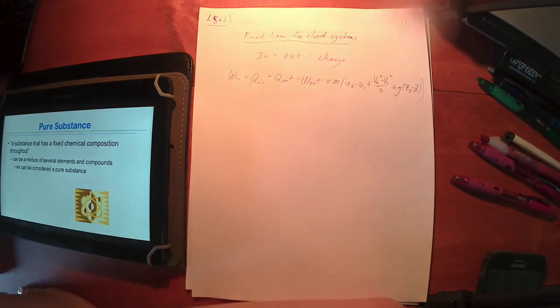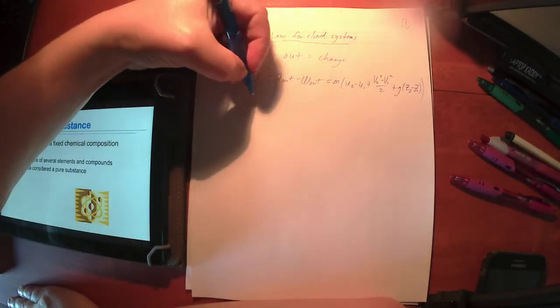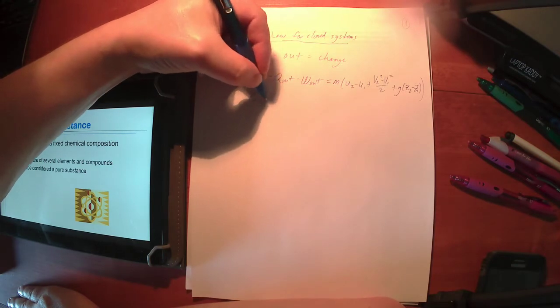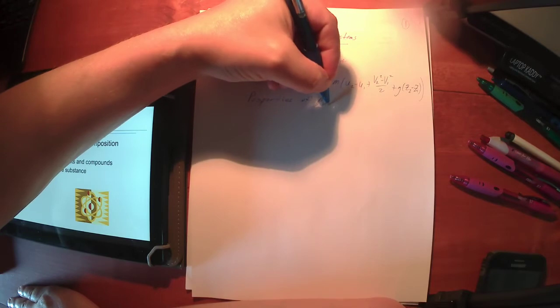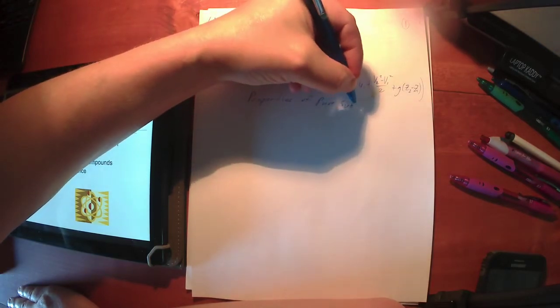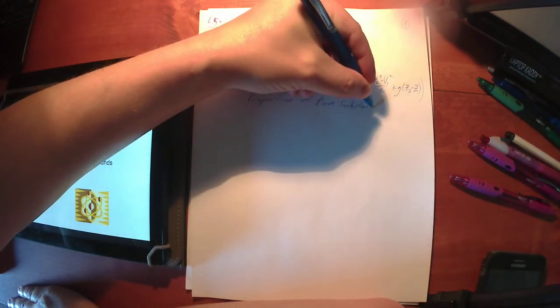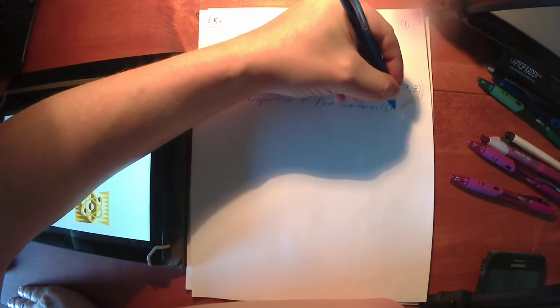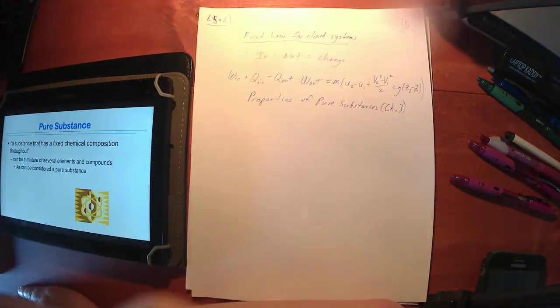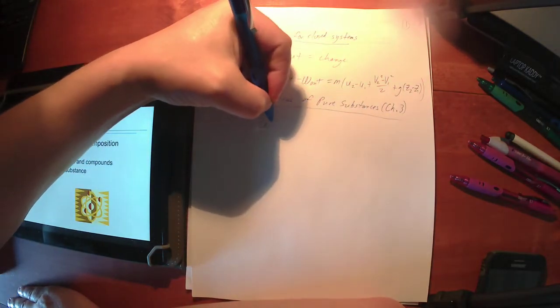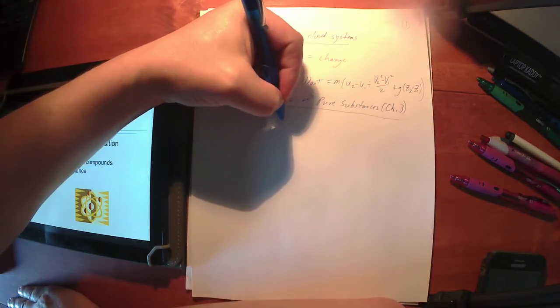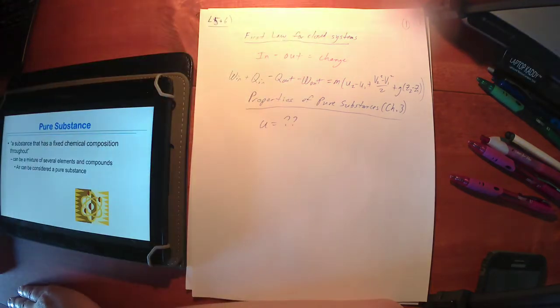What do we do with these U values? Well, that's the whole focus of chapter 3, where we talk about properties of pure substances. Again, that's chapter 3 in our text, and that's going to be our whole focus here. So how do we find U? How do we find a U value?